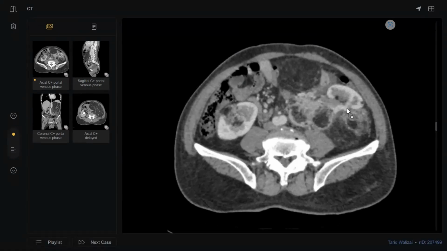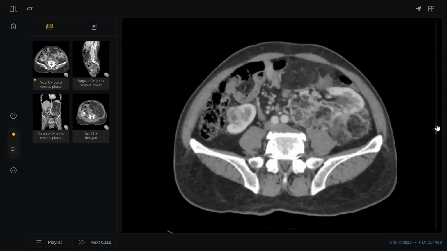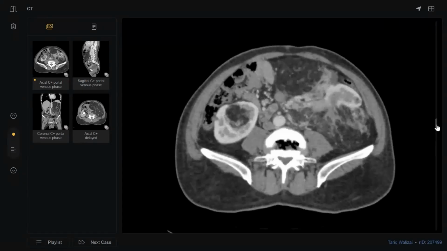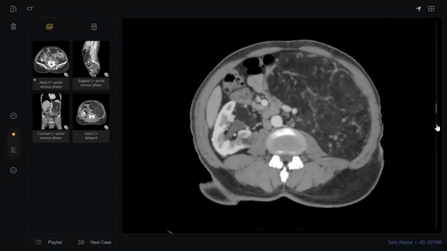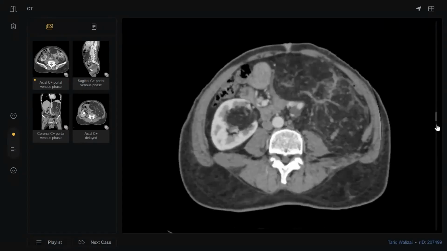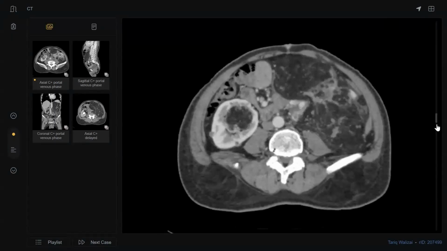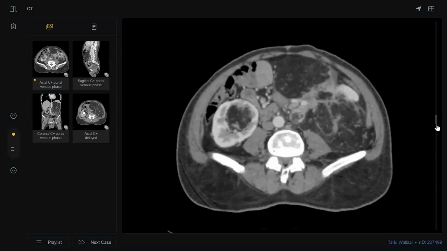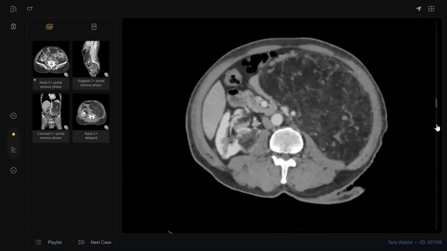One second. Use the arrows. Is it scrollable? Use the wheel or the arrows. Yes, I'm using it. Movable. Yes, I can. Let me scroll for you.